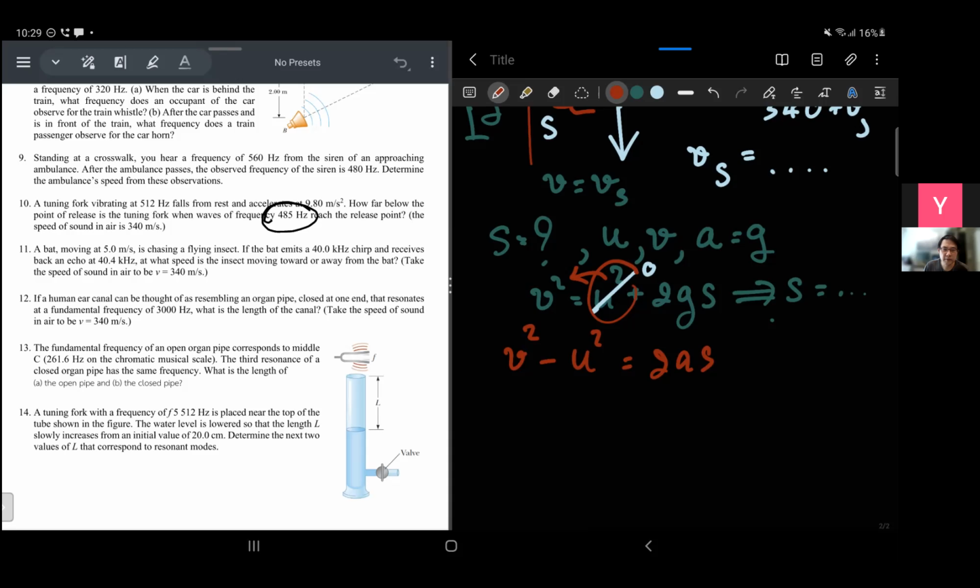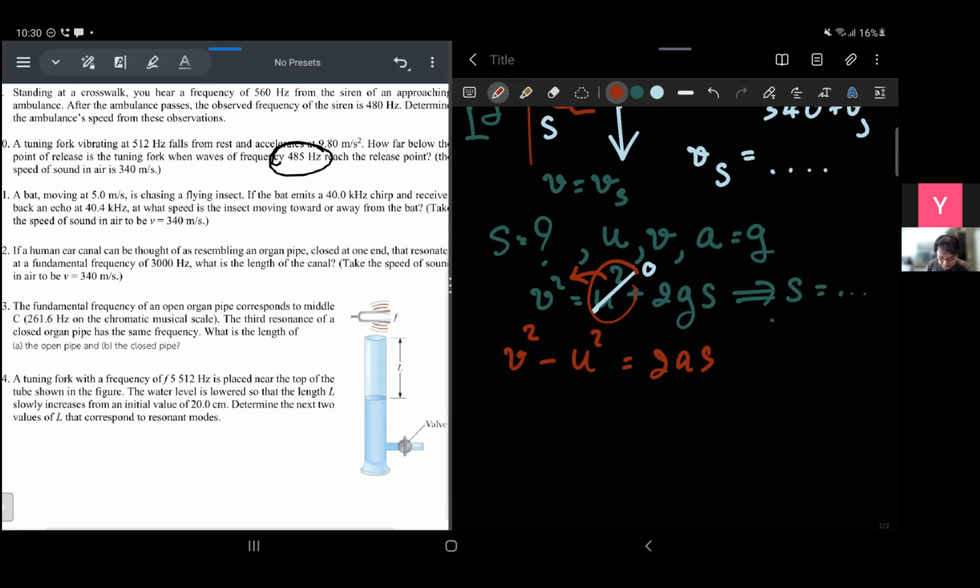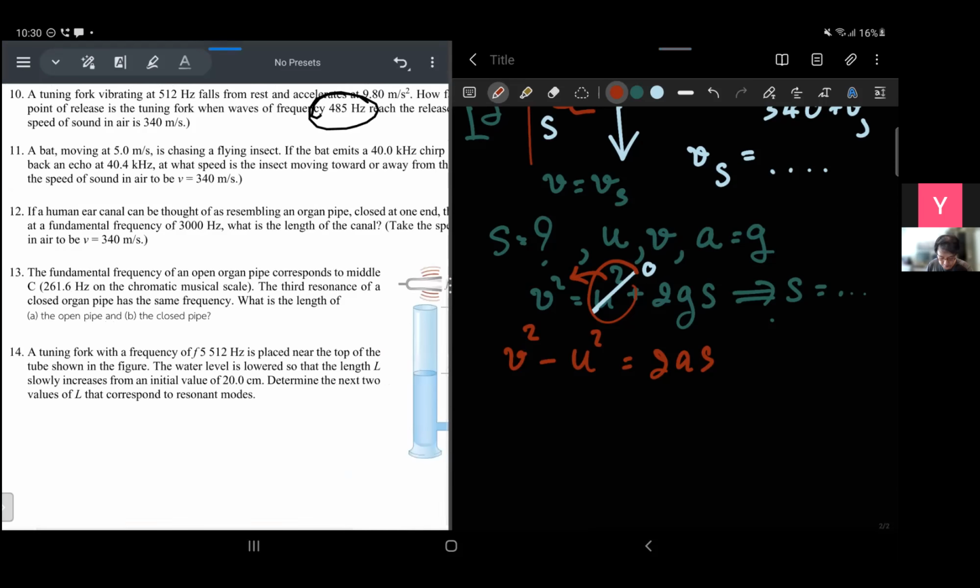Can I ask another one? Sure. Yeah, you can ask as many as you want. Question 13. 13 on this one. Yeah. Okay. What does third resonant mean? Does that mean third harmonic?